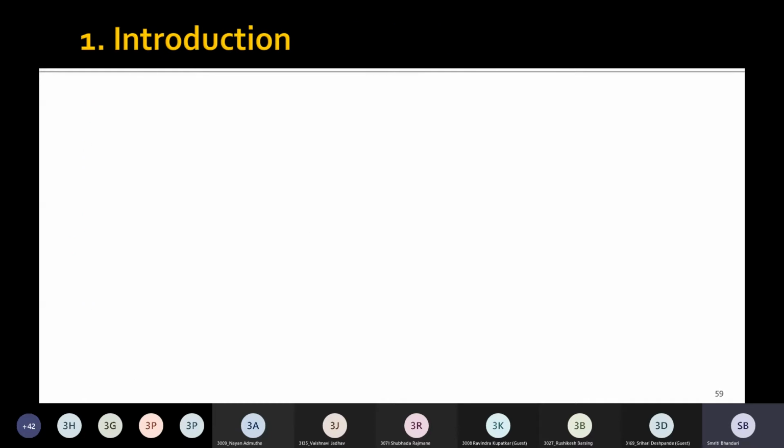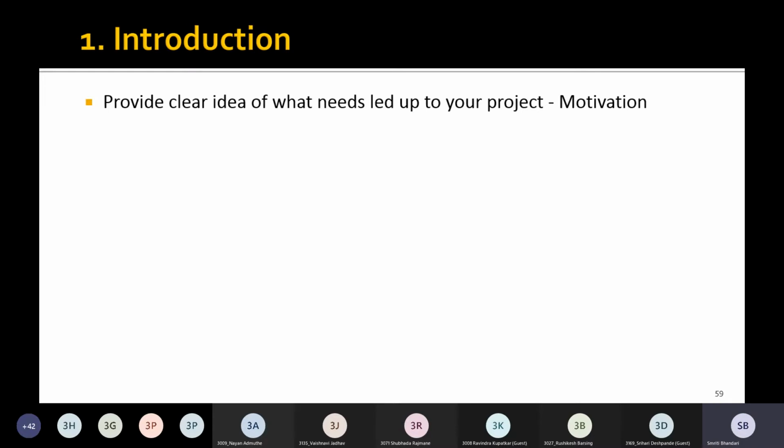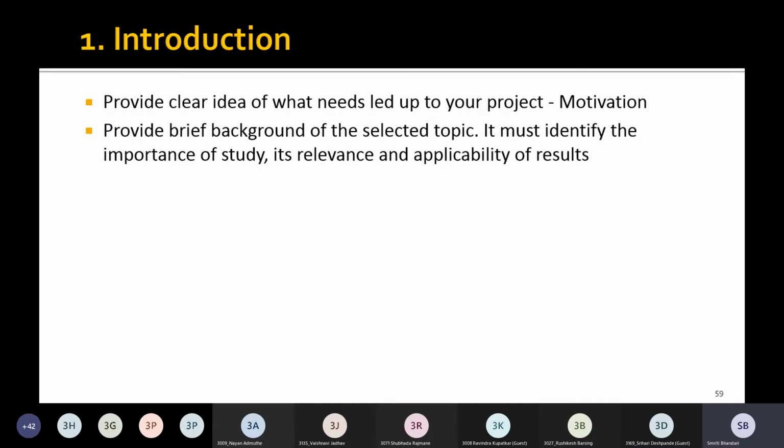So let's once again go through the introduction chapter. This is usually chapter number 1 in our report. In this chapter, we include a clear idea of why we have come up with this particular project. What is the motivation behind the idea that we have explored in this project? Then we should provide a brief background about the selected topic. It should identify the importance, its relevance, applications, and so on.